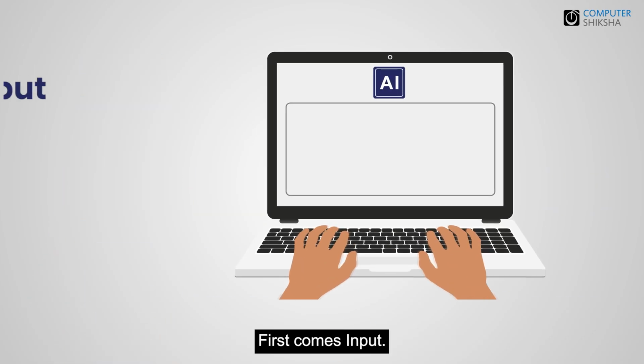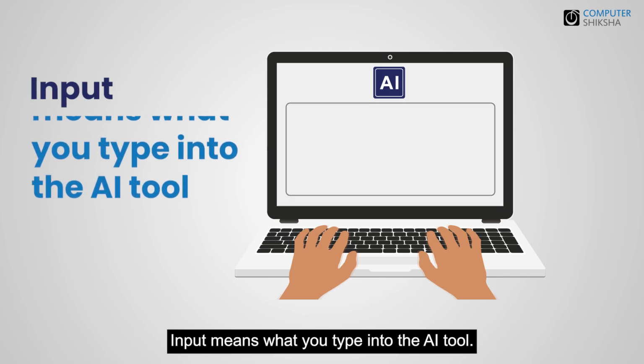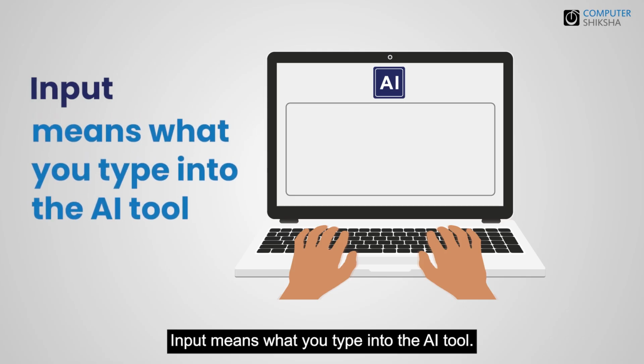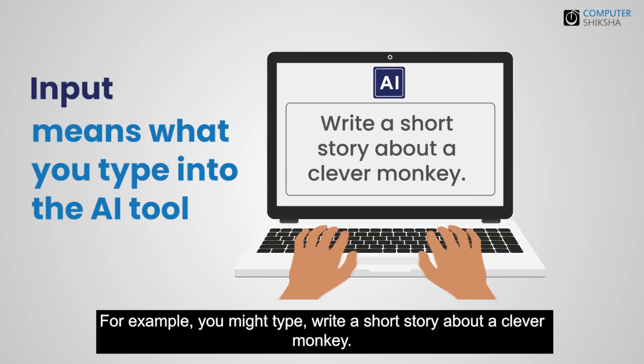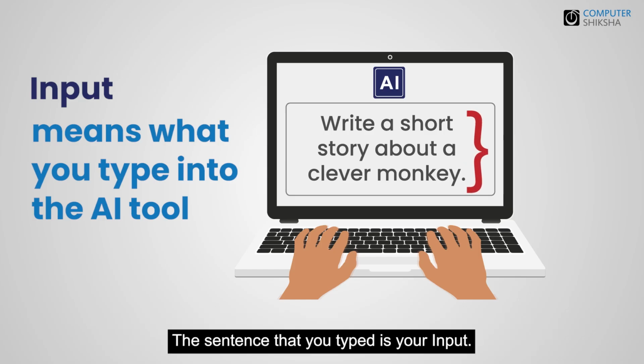First comes input. Input means what you type into the AI tool. For example, you might type, "Write a short story about a clever monkey." The sentence that you typed is your input.